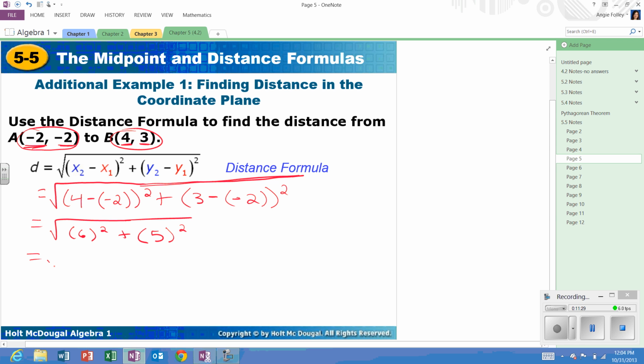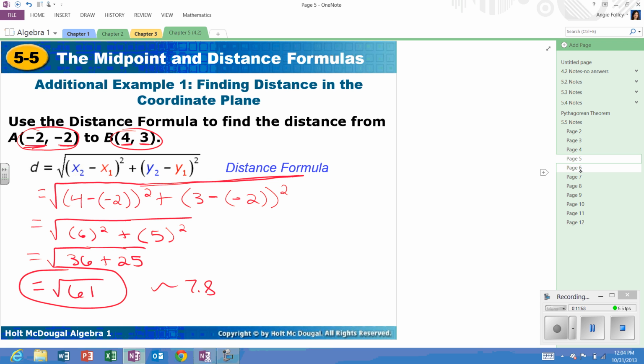Now we're going to square that. 6 times 6 is 36, plus 5 times 5 is 25. When you add those together under the radical, you get 61, and you can actually just leave your answer like that. So the distance of this line is the square root of 61. We're not going to do it on our calculator, but if you wanted to know, that actually comes out to about 7.8, but you can just leave it in the radical form.